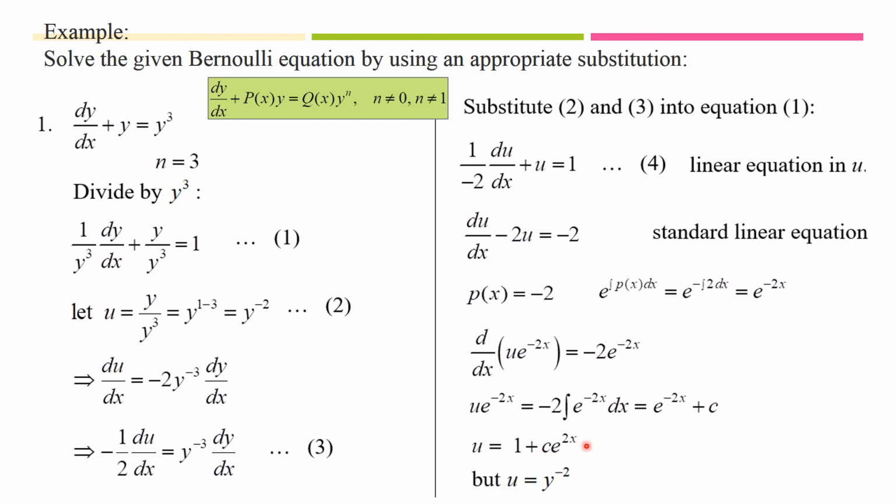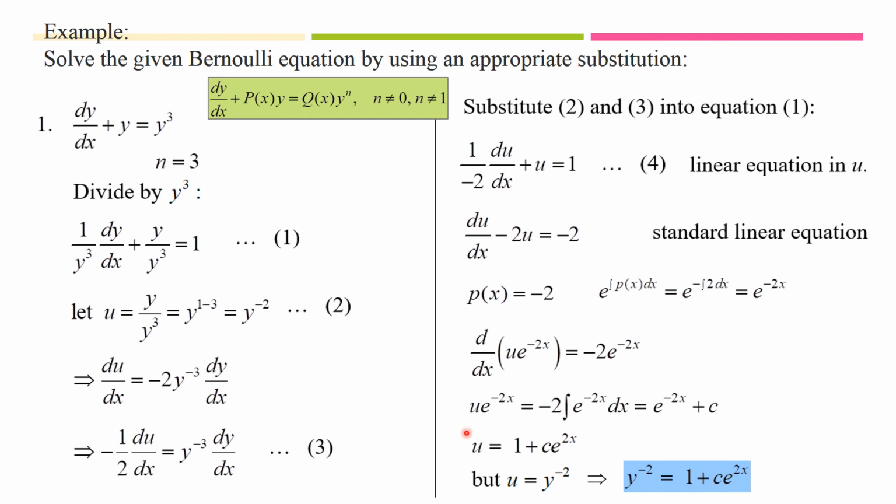But we know that u is y to the power of negative 2 based on our substitution. So u equals y to the negative 2, and therefore the solution for this Bernoulli equation is given in the form y to the negative 2 equals 1 plus c e to the power of 2x. This is the solution of the Bernoulli equation.